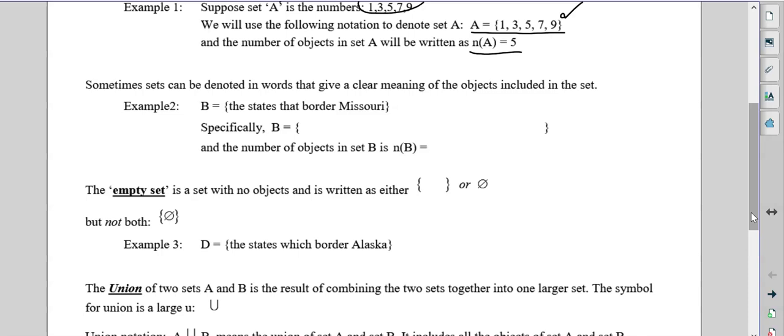Sometimes sets can be denoted in words that give a clear meaning of the objects included in the set. So we're going to say B is the states that border Missouri. Okay, so B specifically would be Illinois, Kansas, Tennessee, I'm just going to abbreviate that one, Tenn, Kentucky.